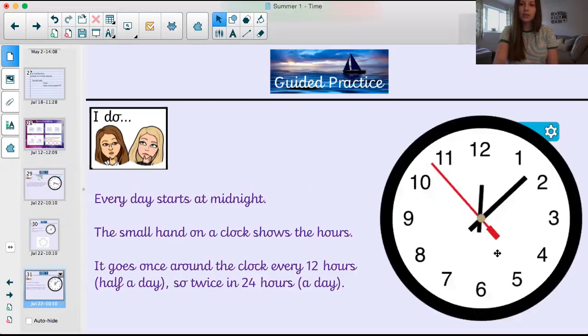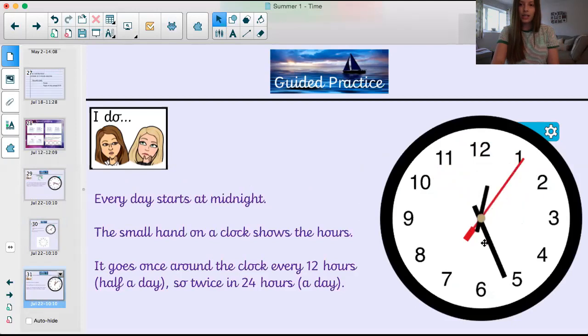So the last hand we're going to be looking at is the hour hand, which is the shortest one. It goes around the clock every 12 hours, which is half a day. So that means it must go around twice in 24 hours, which is 1 day. And I'll show you how that works. Here we've got 12 o'clock midnight. The big hand and the small hand, the hour and the minute hand, are both at the 12. That is when every day starts.